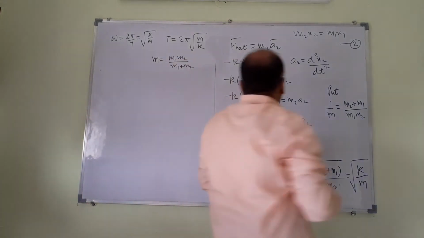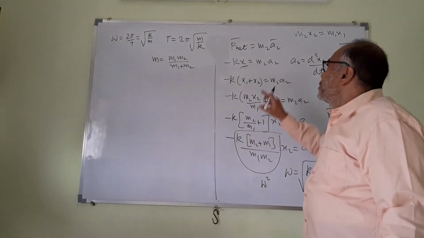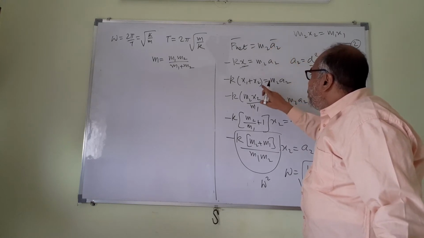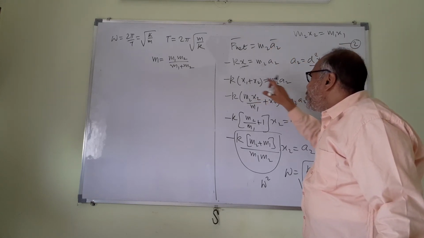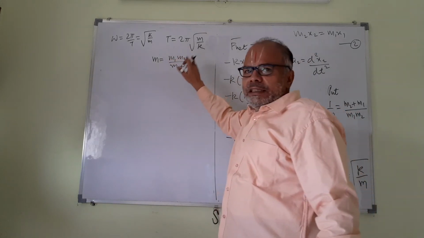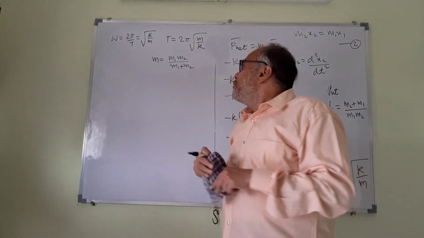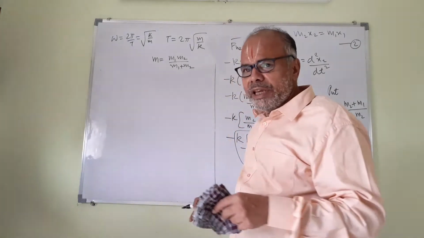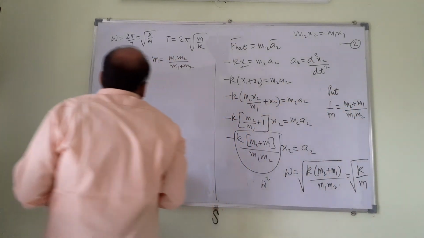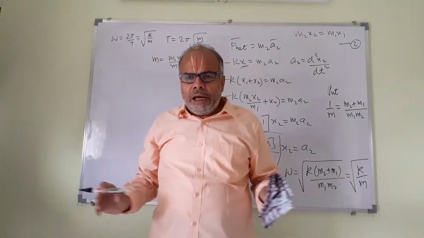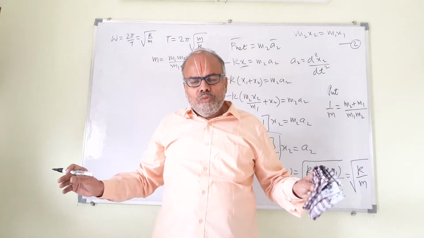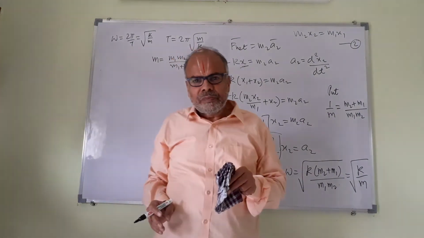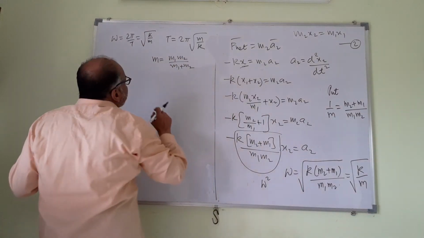If you apply the force equation to M1, that is, if you had written F net is equal to M1 A1 and eliminated x2 and got A1 in terms of x1, the final result would be exactly the same. That means both the masses will oscillate at the same time period. In fact, when both will be at the extremes, both will be at the mean position, both will be at the other extreme together. So the time period is going to be the same.